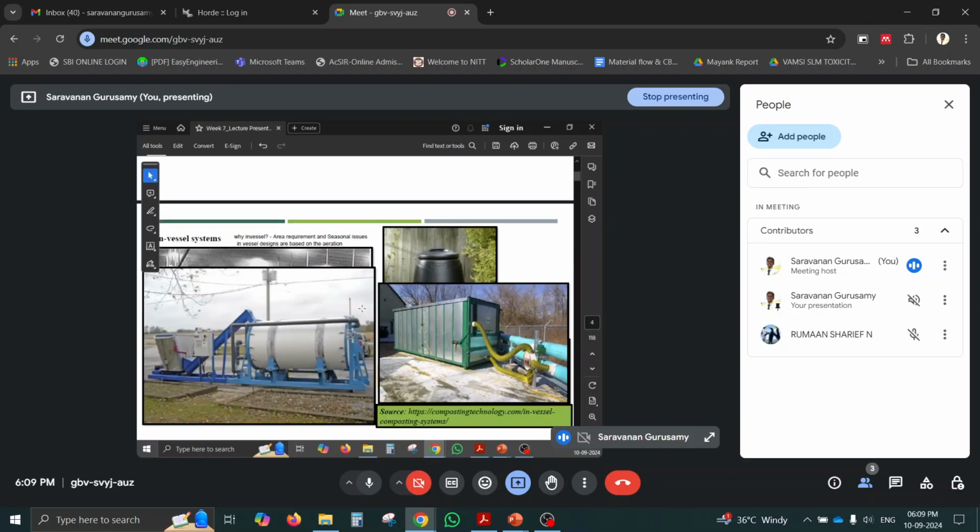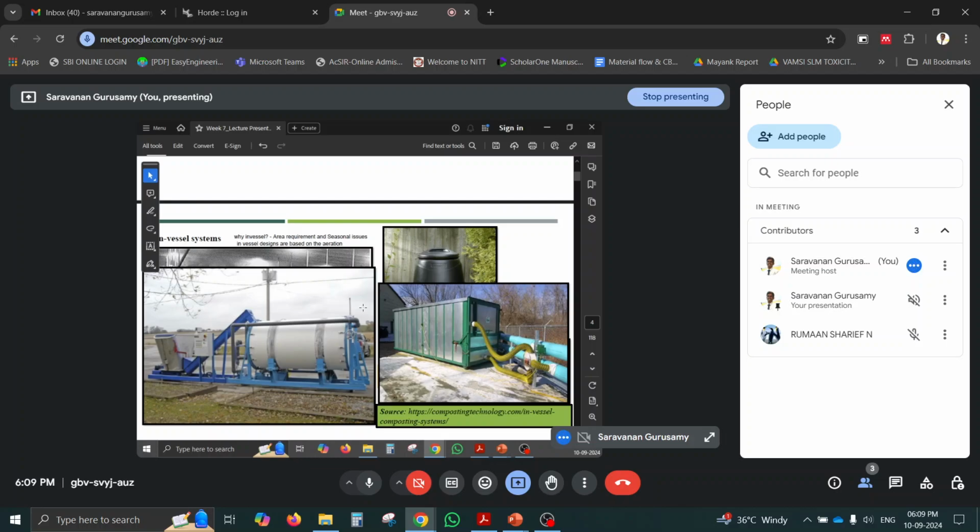So in in-vessel composting, it is majorly based on how we are aerating, and also based on the flow of the feed. If the feed is flowing in a horizontal direction, that is called horizontal flow in-vessel composting. If it is flowing in a vertical direction, then it's called a vertical flow composting system. If the flow is not happening, and we are only keeping it in a batch, and after the compost is ready, we go for the next batch.